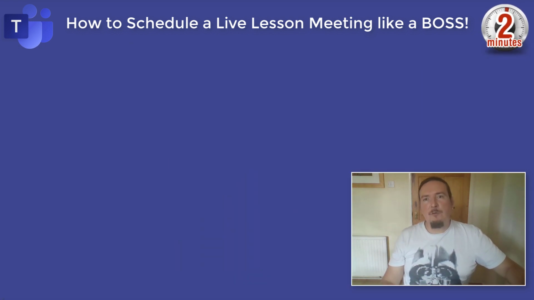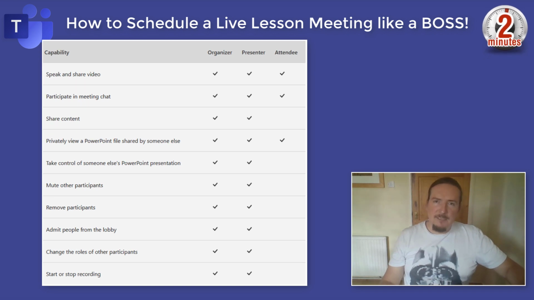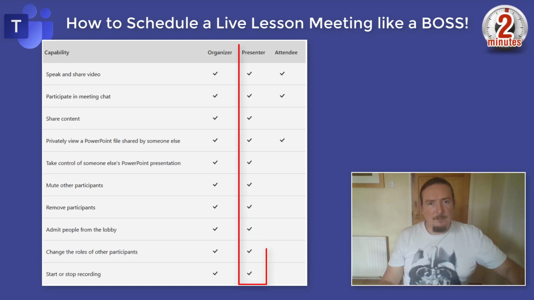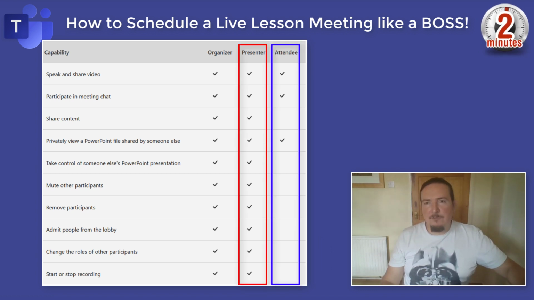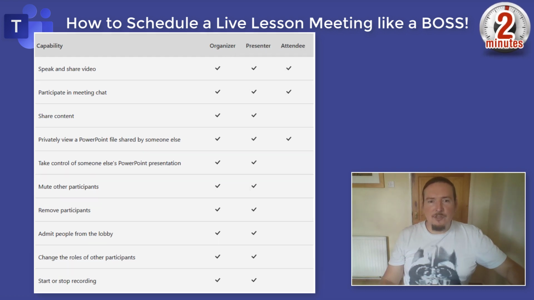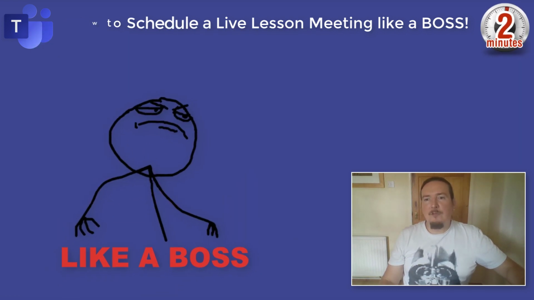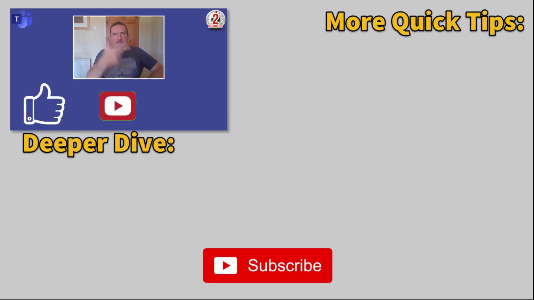Because your students will now all be attendees, not presenters, they're not going to be able to do all the things that you can do during the meeting. You can see from this table how many additional powers you'll be giving your students in your lessons if you don't take care of this last extra step. Setting them up as attendees will put you firmly back in charge and allow you to get through your lesson like a boss.